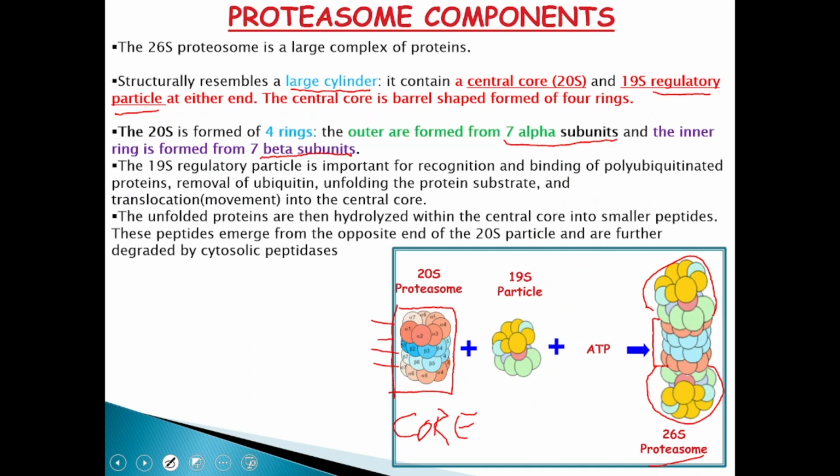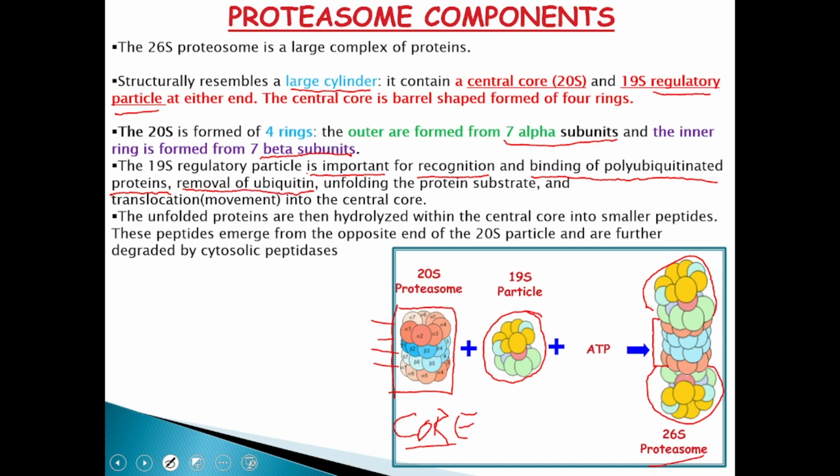The core is the main part which will do the breakdown. Then why do we need this cap? What is the function of the regulatory particle? If it is not causing breakdown, then why is it even present? The regulatory part, or the cap region, is present because it is important for recognition and binding of polyubiquitinated proteins. The central core does the breakdown, but it does not recognize the proteins that are ubiquitinated. So it's the regulatory part which recognizes those proteins.